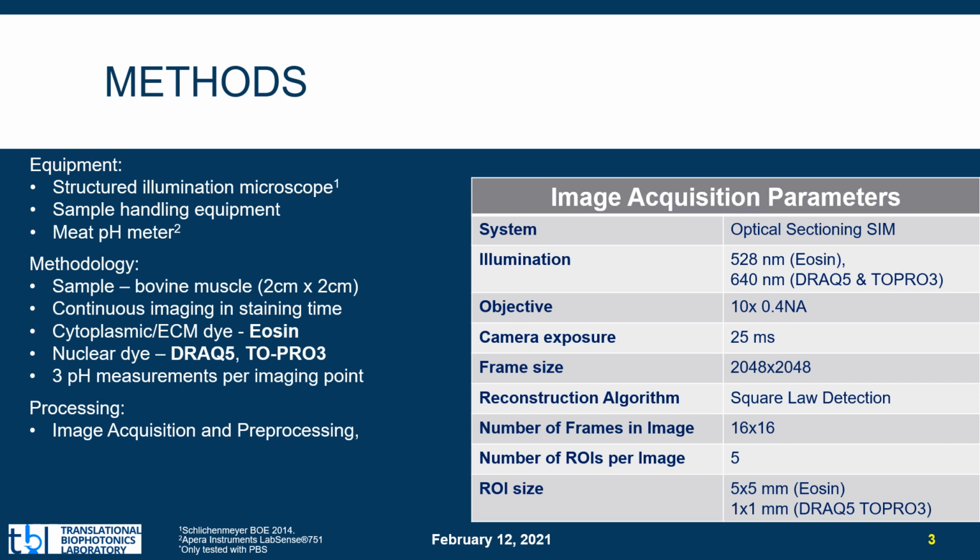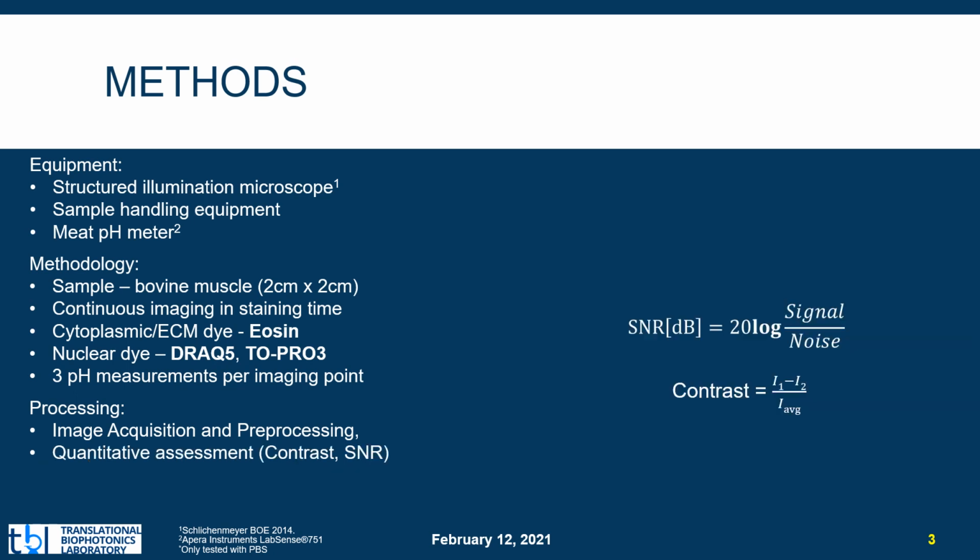From the sample image, we choose 5 regions of interest in which we will extract quantitative parameters. ROIs were 5 by 5 millimeters for cytoplasm, ECM dye, and 1 by 1 millimeter for nuclear dyes. Our statistical analysis is based on the calculation of signal-to-noise ratio for nuclear dyes and image contrast for cytoplasmic ECM dye.